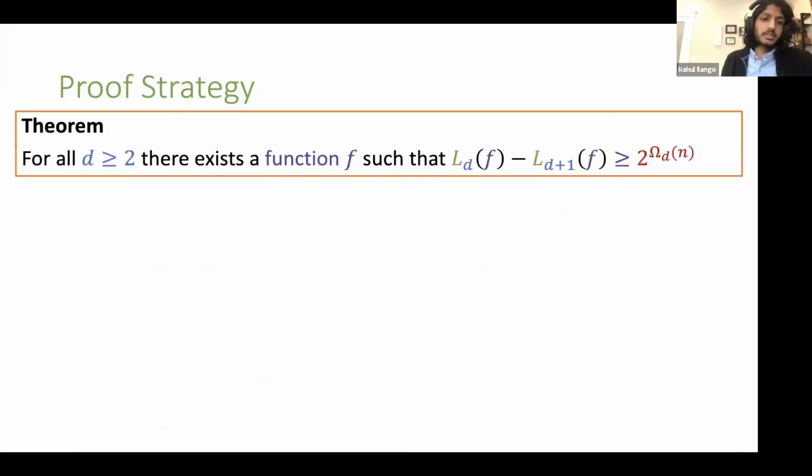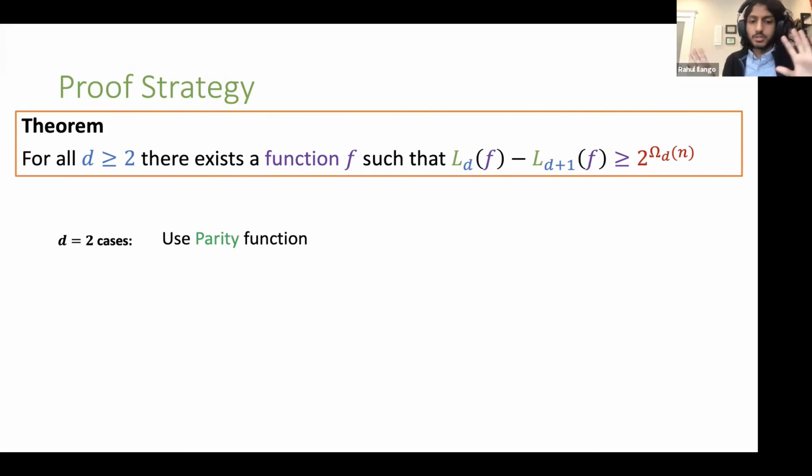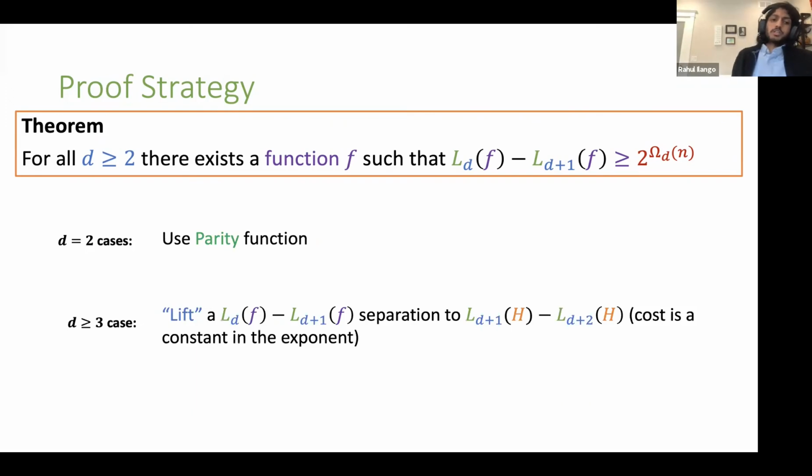So now let me tell you how this theorem is proved. It's proved by induction on d. For the d equals 2 case, we just use the parity function. For the d greater than or equal to 3 case, assuming we have some function f that has a gap between depth d and d plus 1, we lift that gap by creating a new function h, such that h has a d plus 1 versus d plus 2 gap. What I'm going to talk about for my remaining time, looks like I have about 8 minutes, is how you construct this function h, or roughly how you construct it.